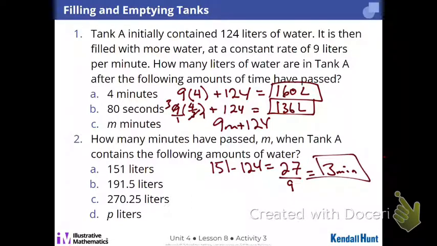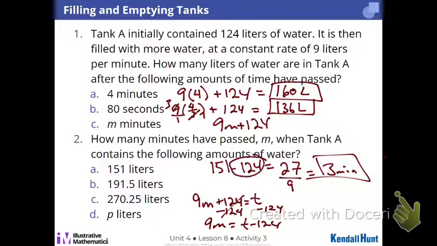Yep. So check this out. Here's what we're going to do. Let's make the connection between this and letter D. I know that 9 times the number of minutes plus 124 totals how many liters are in there, right? So I'm going to put a T for total liters. So if I want to get m alone by making equivalent equations, check out what I can do. Minus 124. Can anybody find that from higher in my work?